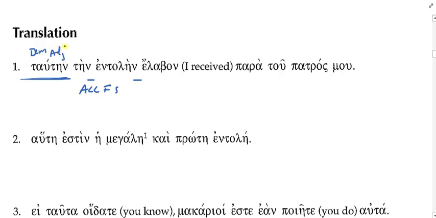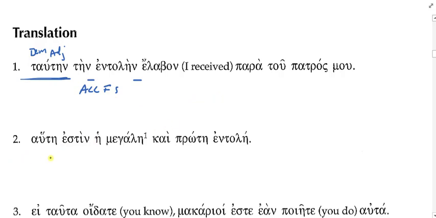Exactly, it's the adjective use. Good. So it's this something, whatever that something is, right? It's not just I received this, but it's I received this noun. What is the noun here, entolain? Commandment. Very good. So I received this commandment. All right? Good. So everybody clear on that? All is groovy? All right.